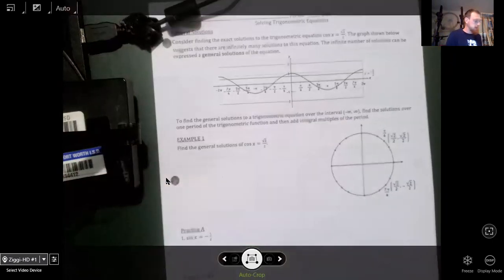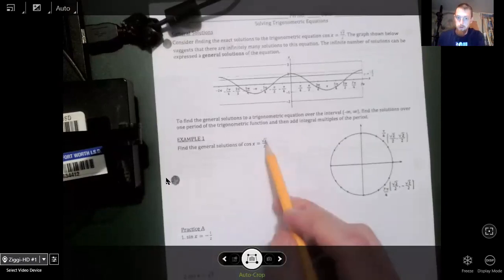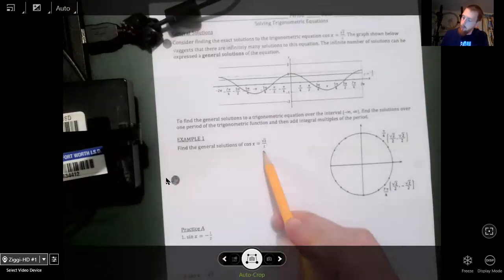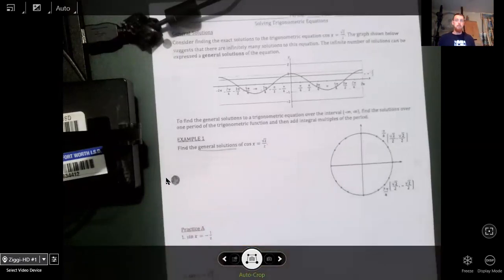All right, so we're going to look at some of these problems in the solving trigonometric equations notes that you have there. So we've got an equation here: cosine of x equals the square root of 2 over 2. And when it says find the general solutions to that equation, that doesn't just mean find one solution. That doesn't just mean find two solutions. It means find all solutions.